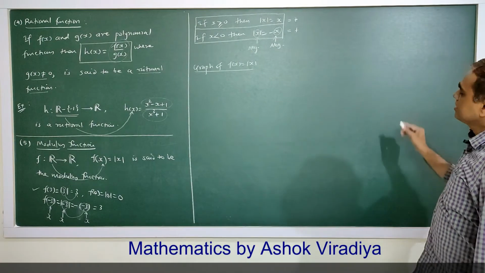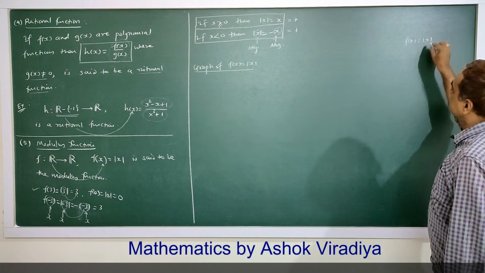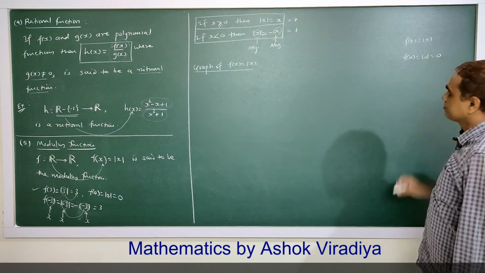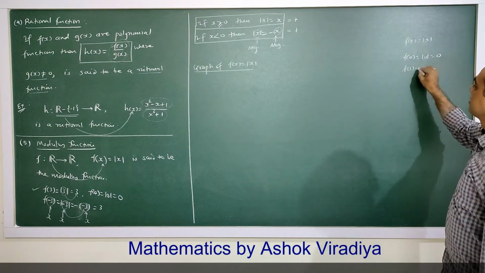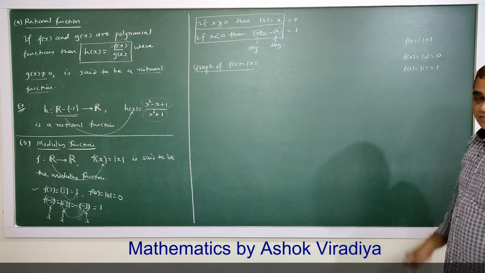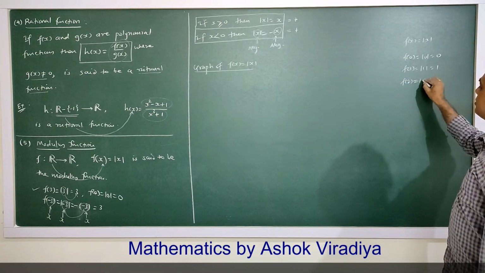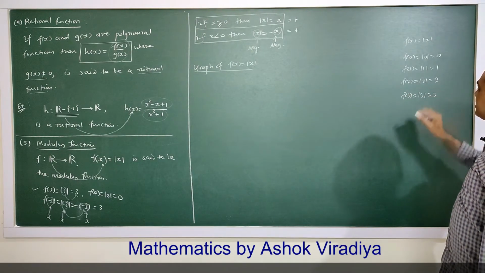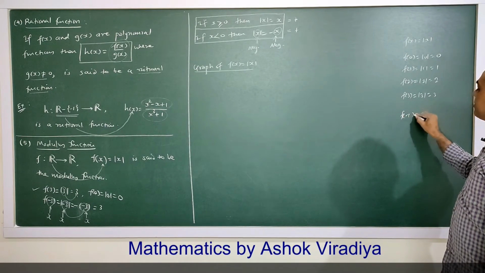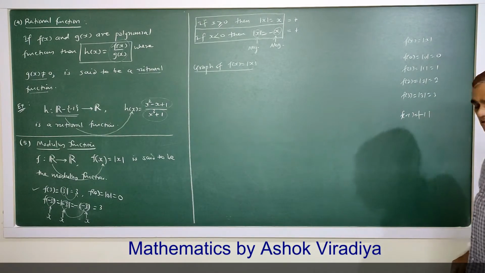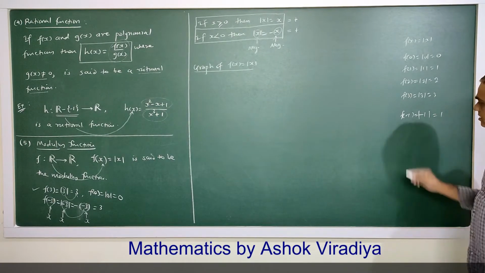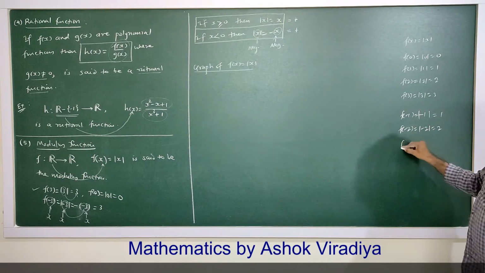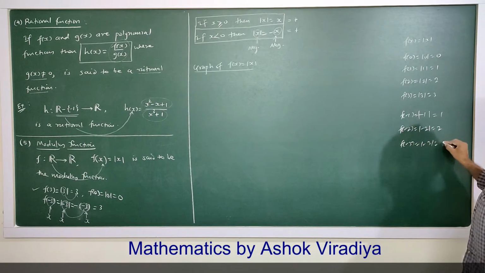See, f(x) is modulus x. If we put 0, then modulus 0 is 0. If we put 1, modulus 1 is 1. If we put 2, modulus 2 is 2. If we put 3, modulus 3 is 3. Now a few negative numbers. If you put minus 1, modulus of minus 1 is 1. If you put minus 2, modulus of minus 2 is 2. If we put minus 3, modulus of minus 3 is 3.